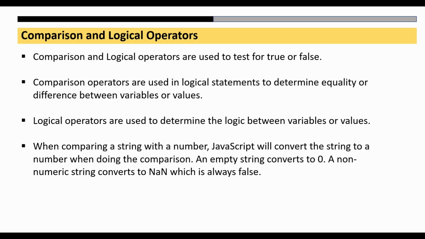A non-numeric string will convert to not a number, which is always false. That means if you are comparing Alex with 20, definitely it is going to give you not a number, which is false. For now, these all sound a little confusing. Well, let's see through the code how they all work. So let's go to Visual Studio Code.